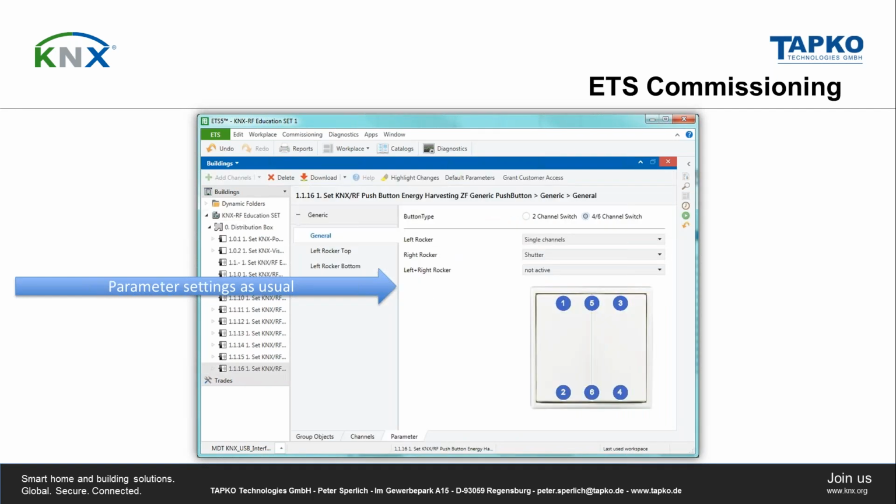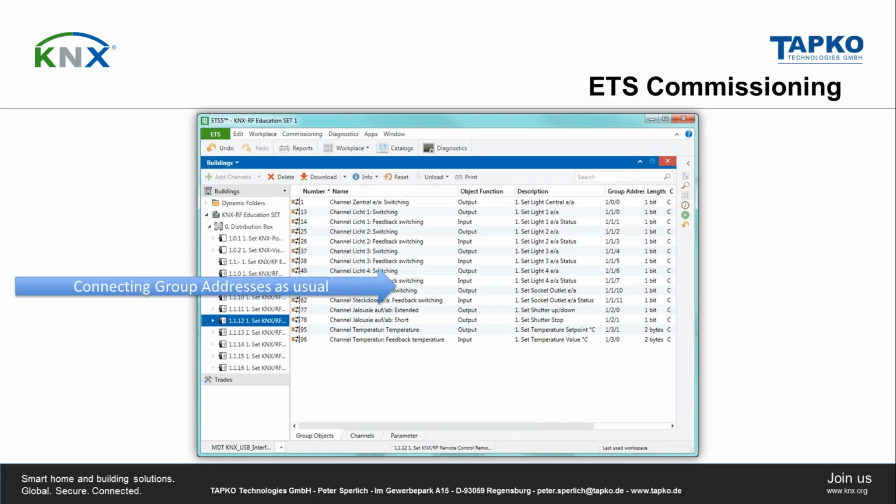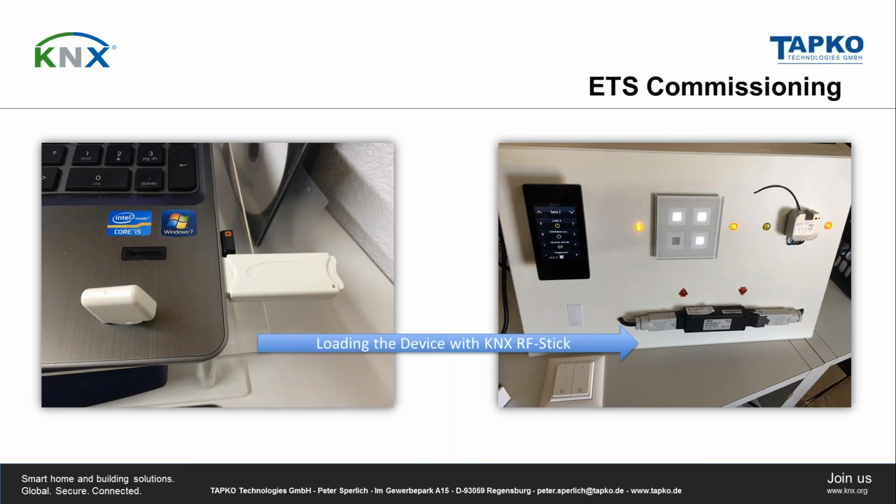You do the parameters as usual, and you connect the group addresses, the same as with your TP device. It looks all the same. And then you connect your laptop with the USB interface, and then you can program over the air, so to say, over the radio, your KNX RF devices.